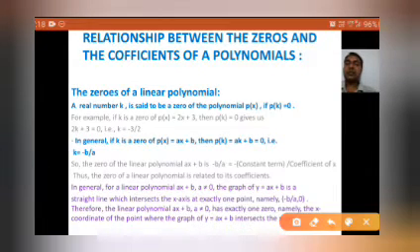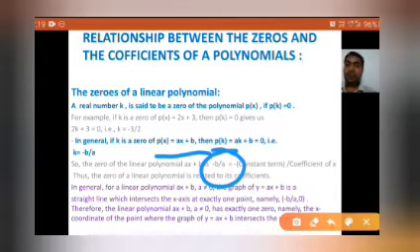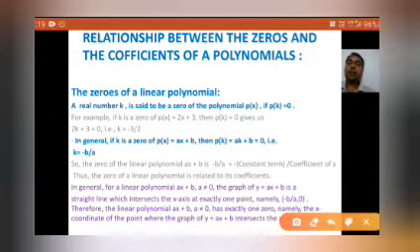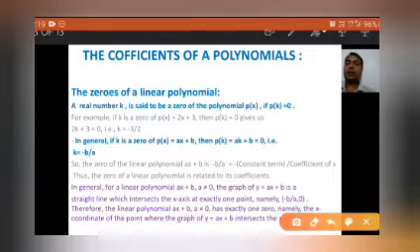Now in general form, p(x) equals ax plus b is the general form of a linear polynomial, and we find the zero of this polynomial. So the zero of the linear polynomial is minus b by a. Here b is a constant, and a is the coefficient of x.